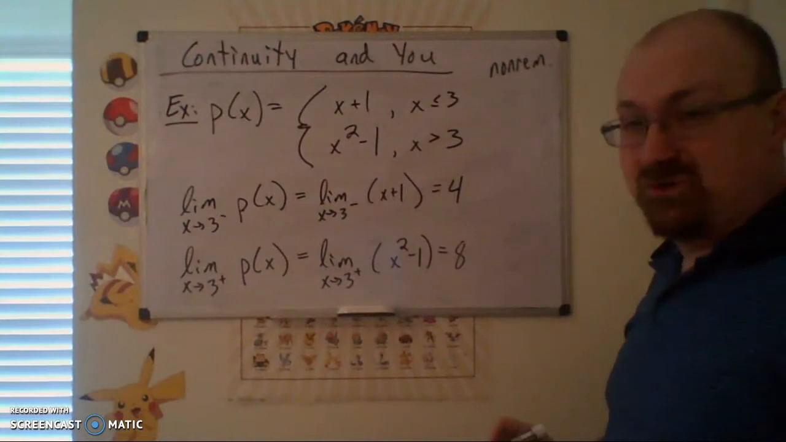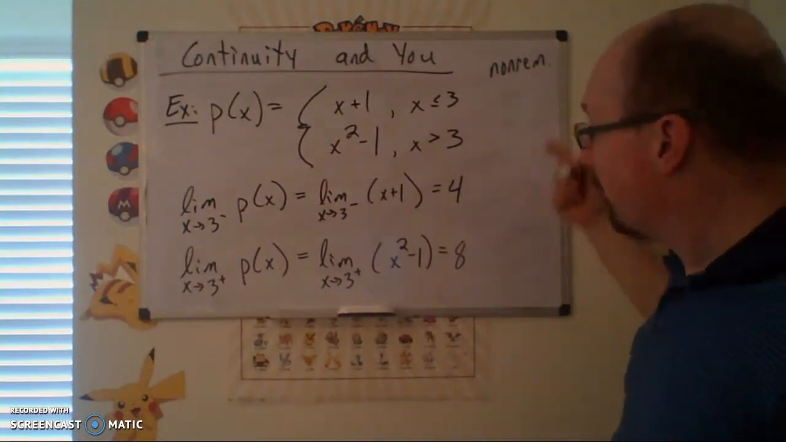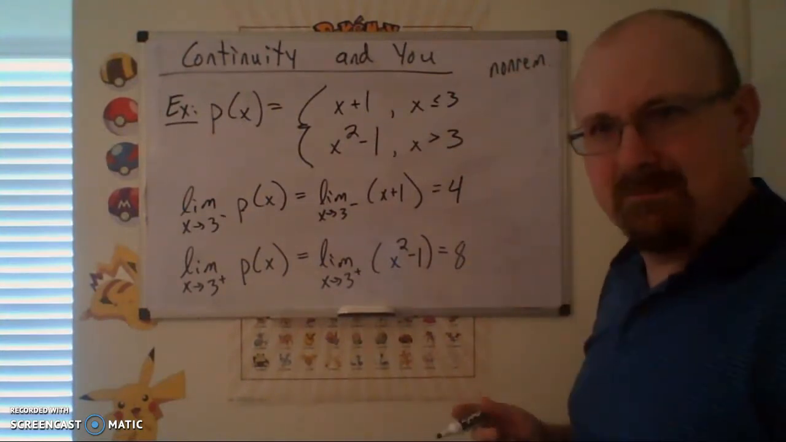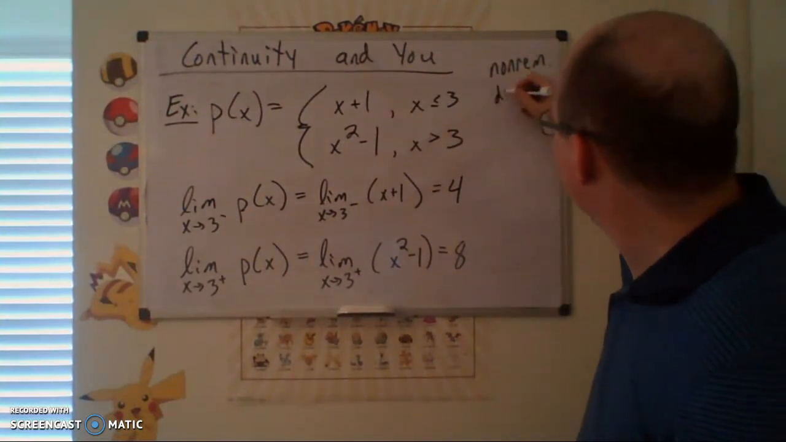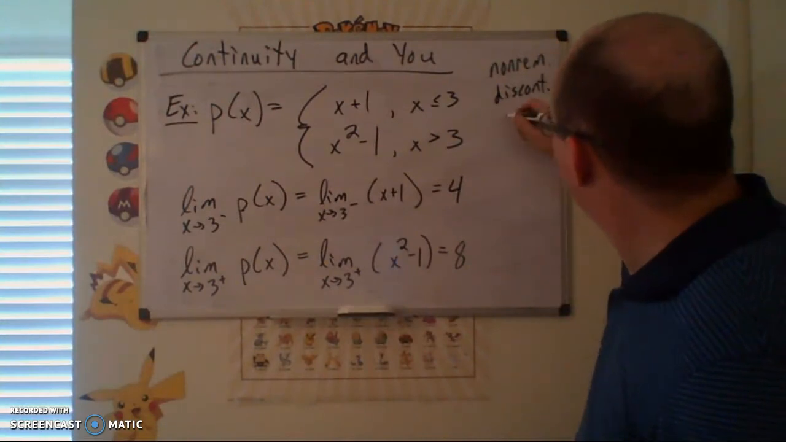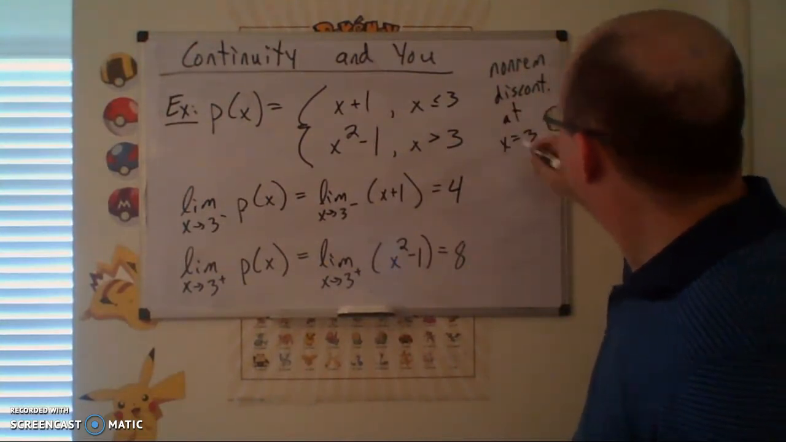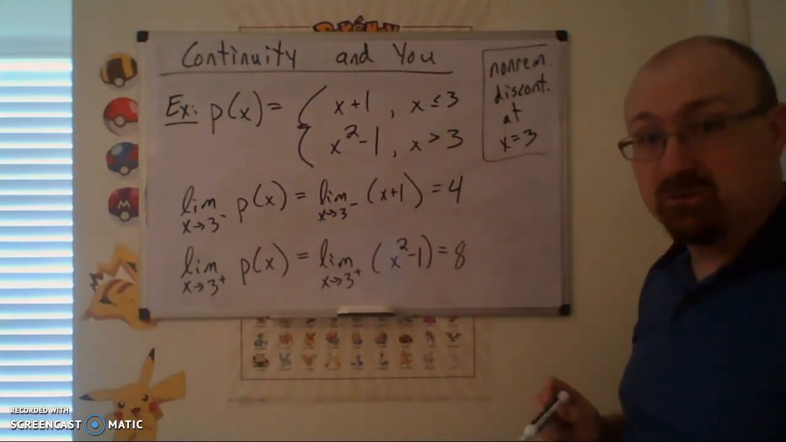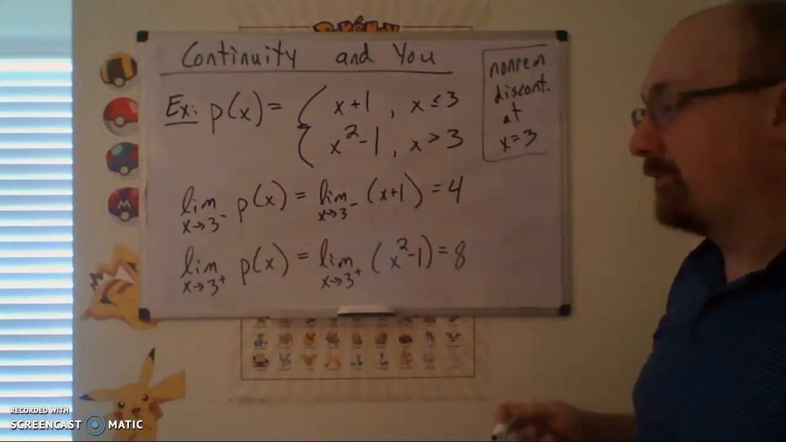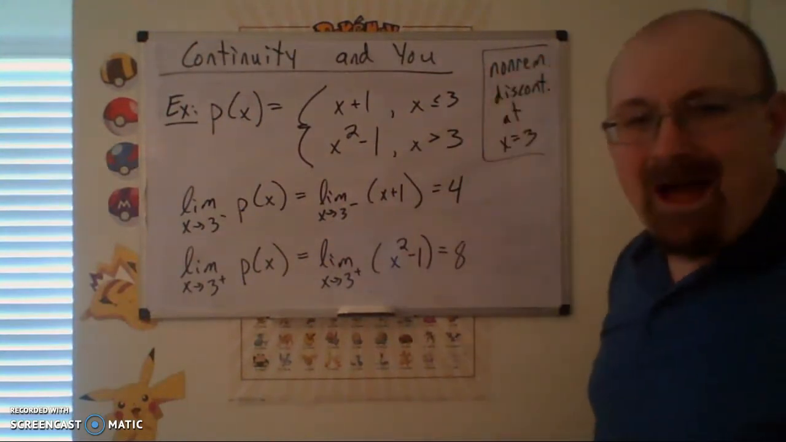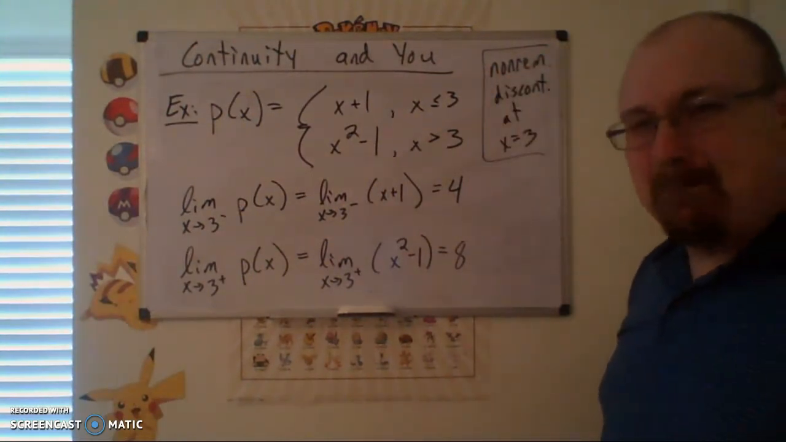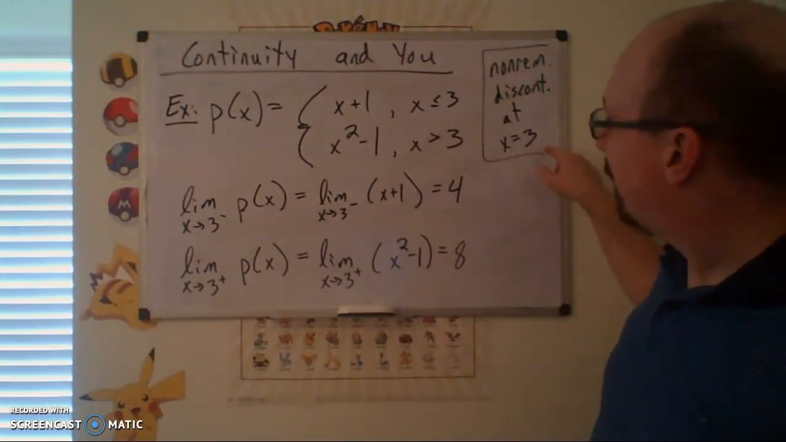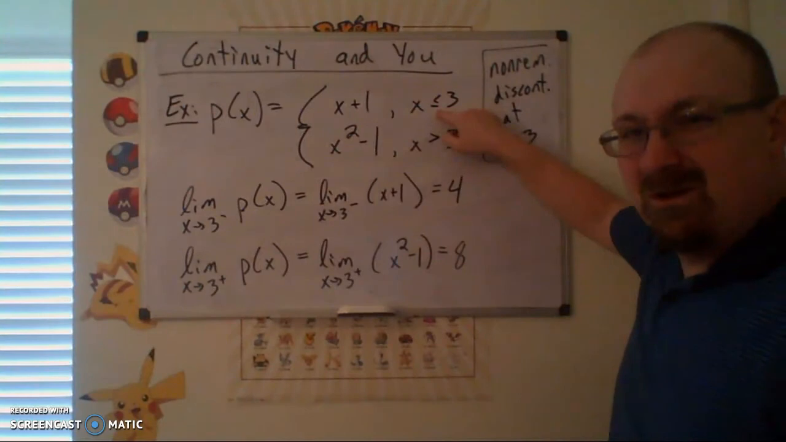So I'm short on board space. So I have a non-removable discontinuity, because this tells me that the limit doesn't exist, and that's what it means to be a non-removable discontinuity. So for this particular problem, we've got ourselves a discontinuity at x equals 3, and it turns out to be non-removable.